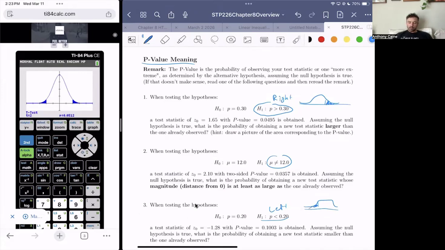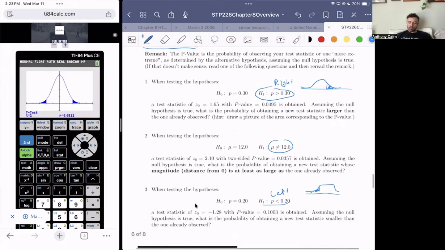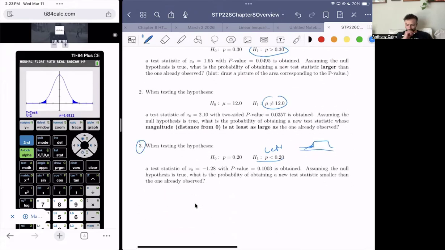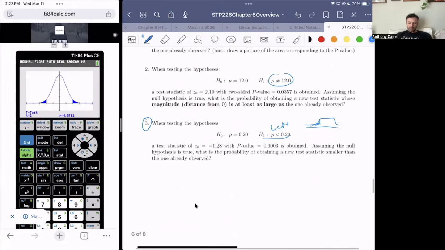And so let's take a peek at, I don't know, I'll just do problem 3. Okay. All right. So there's some hypothesis. Apparently it's that some proportion is 20%. And there's an alternative hypothesis: the proportion should be less than 20%. So we do a random sample and we find a test statistic of negative 1.28. So right here is minus 1.28. Then the p-value is this area here. It's 0.1003.